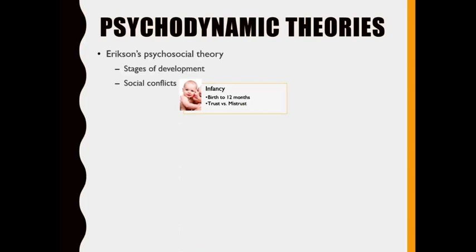So in the infancy period, he says the big social conflict is between whether we can trust our environment or not. If our environment, which is largely going to be our parents, are trustworthy, that's going to set us up in a better position to deal with the next major social conflict. If, on the other hand, our parents have been unpredictable and unreliable, we're going to have a basic sense of mistrust for our environment.